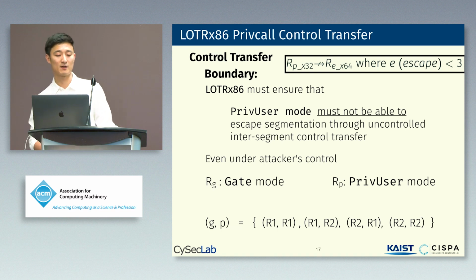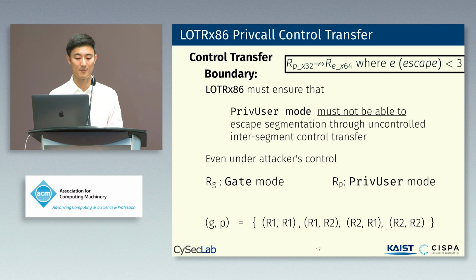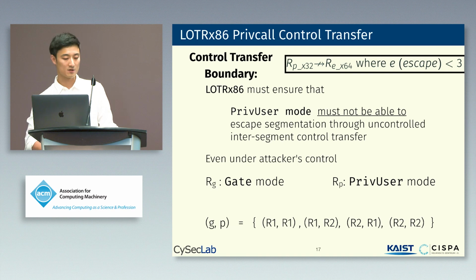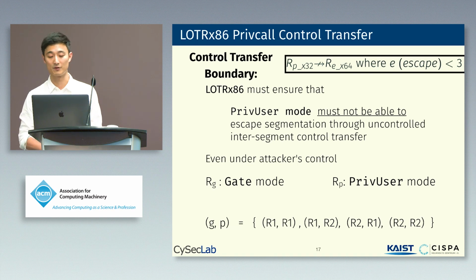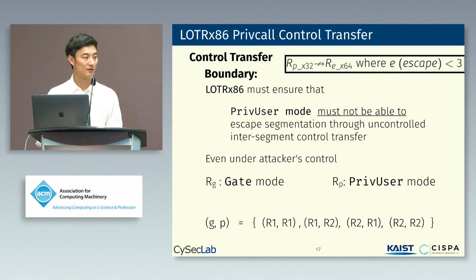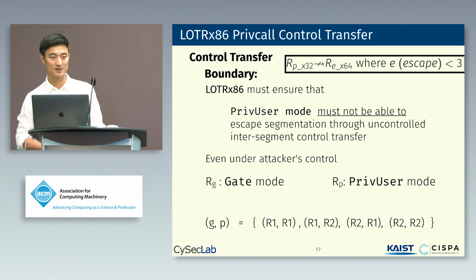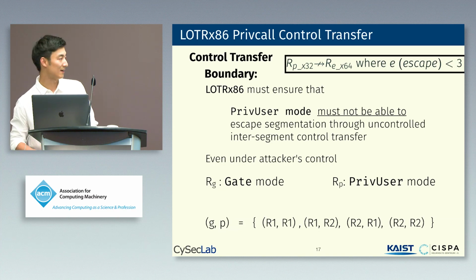So along with this constraint, the control transfer must satisfy a security guarantee. So we have to carefully consider all possible control transfer passages so that even when the PrivUser control flow is hijacked, there should be no possible uncontrolled transfer that allows PrivUser to escape the segmentation jail and unleash its full power. So given two unused intermediate rings, we have 4 possible ring level assignments for the gate mode and PrivUser mode. But there is only one configuration that works, and this can be illustrated by trying each combination. So let's take a look.